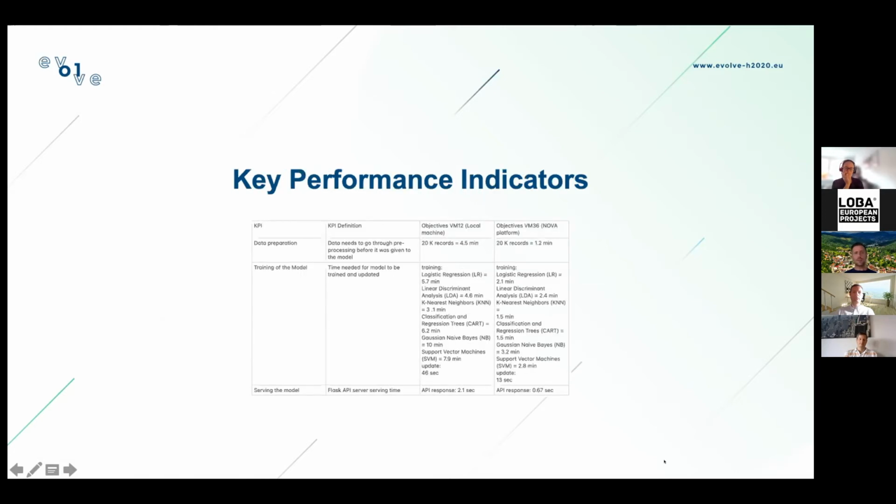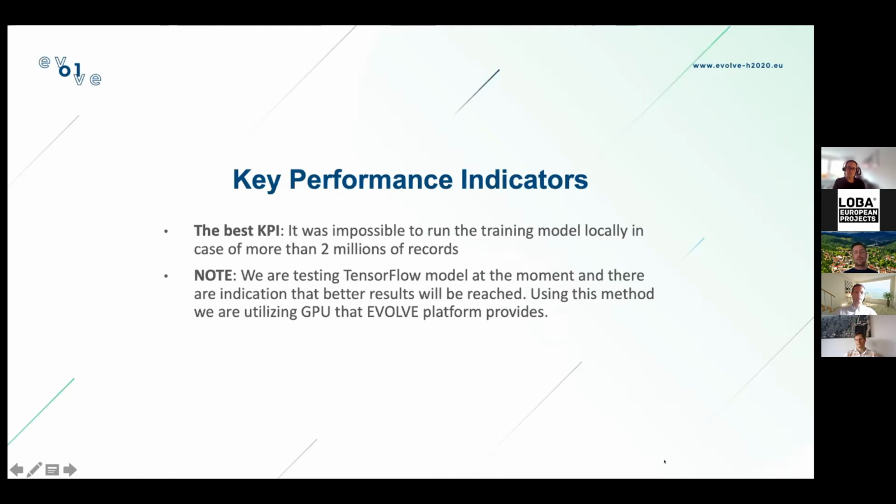So this is a table just showing a small key performance indicator that was run on 20K records. And you see that it was almost double the speed on the Evolve platform, just on the small set of records. But this is for all the models. And I think the best KPI in general is that when we faced a file of 2 million records, we were not able to run it on local machines. While now, having more than 4 million records on the Evolve platform, the average time is around 30 minutes, and we run all the 6 different models in parallel, and that's done.